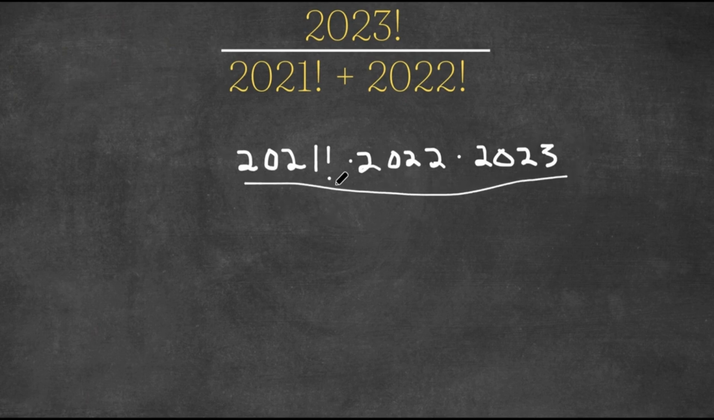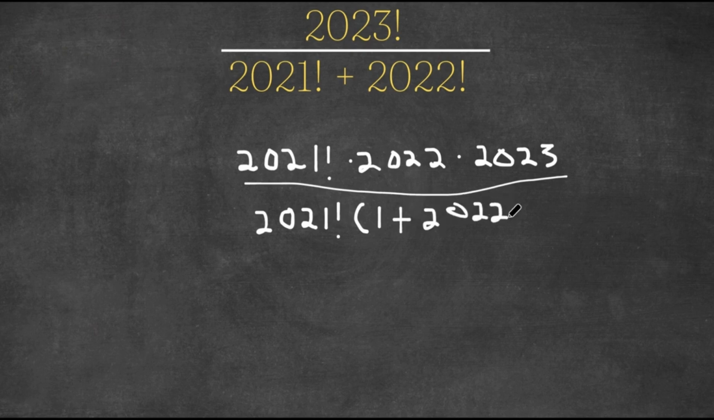And I'm going to divide this by 2021 factorial times 1 plus 2022. All I did was I factored out 2021 factorial from 2021 factorial plus 2022 factorial. And 2022 factorial divided by 2021 factorial is just 2022.